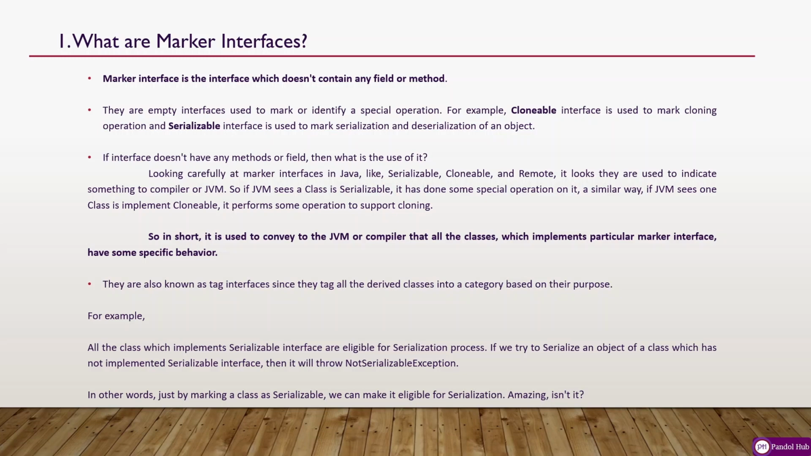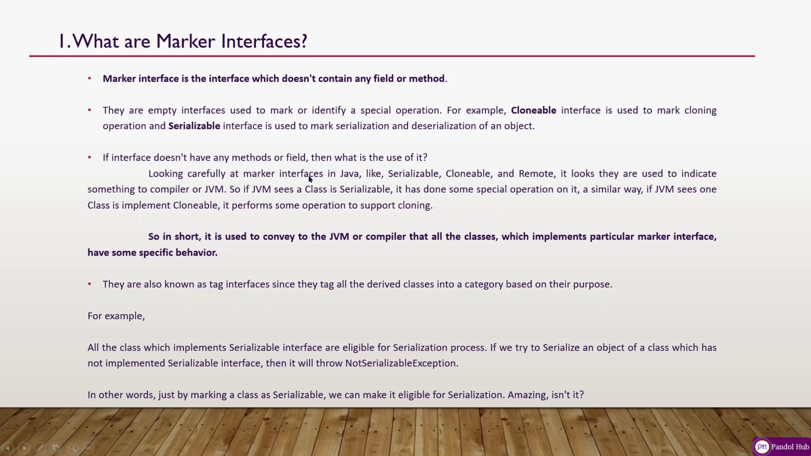of an object. So here, what does that marker interface say? According to Java, this marker interface is not going to contain any field or method inside it. So what does that do then? If we don't have any method or field, why do we need it? So here is the explanation for that.